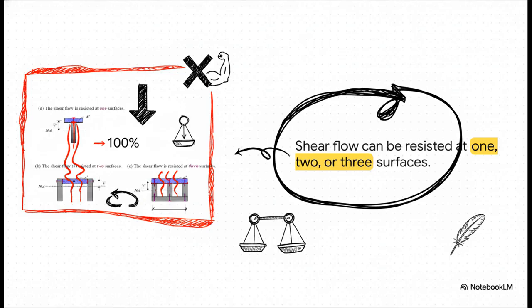Now on the left, we have a simple T-shape with just one surface of resistance. That single row of nails has to take 100% of the shear flow. But in the middle, the flow is neatly split across 2 surfaces. And on the right, it's resisted at 3 distinct surfaces. Every single time you add a surface of resistance, you are physically dividing the flow that the fasteners have to fight back against, severely easing the burden on any one single point.